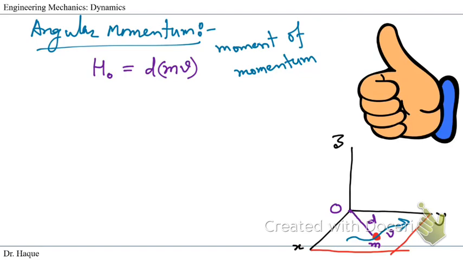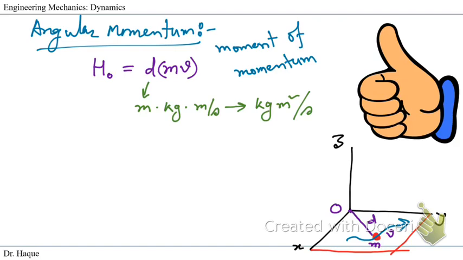Now the unit of angular momentum. The unit of distance is meter, the unit of mass is kilogram, and the unit of velocity is meter per second. So we get the unit as kilogram meter squared per second. This is how we get the unit of angular momentum.